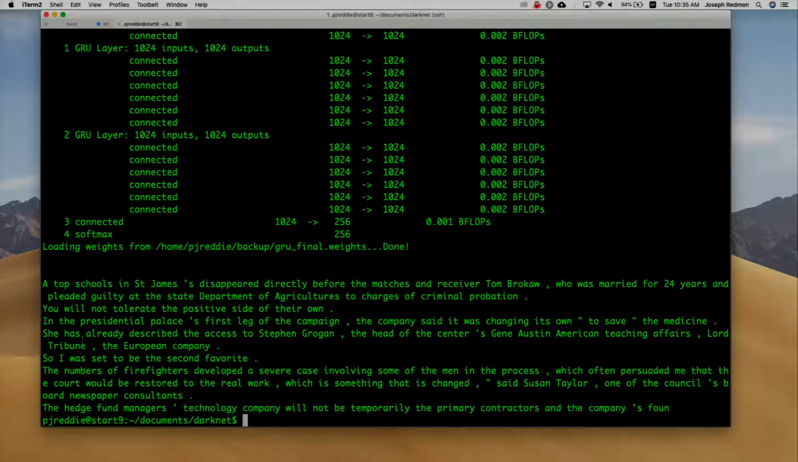She has already described the access to Stephen Grogan, the head of the center's Gene Austin American Teaching Affairs, Lord Tribune, the European company. It talks a lot about companies. It talks a lot about economics because this is scraped from some random set of newspaper data.